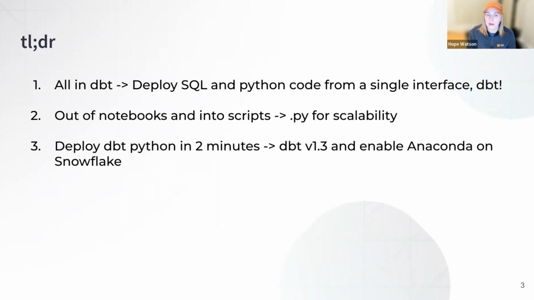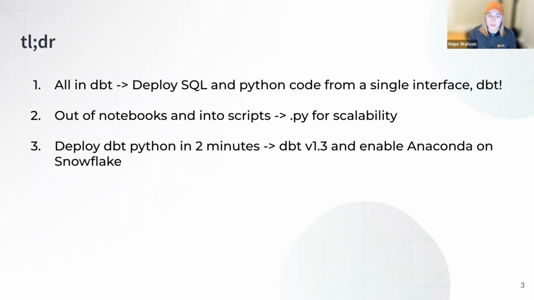Second thing is that we're out of notebooks and into scripts. This is paramount for scalability. So we're going to get out of using Jupyter notebooks. We're going to make our work visible to other members of our team, and it's going to be in .py files. And we can run this on an automated schedule now too.